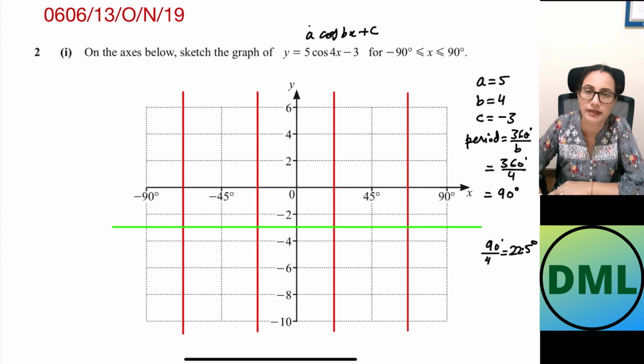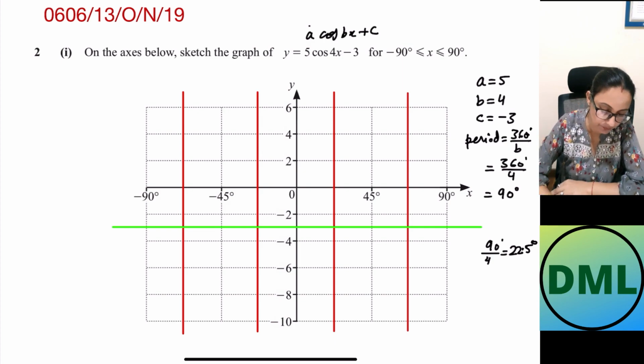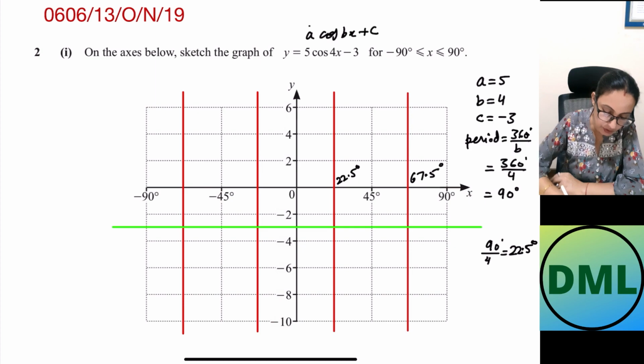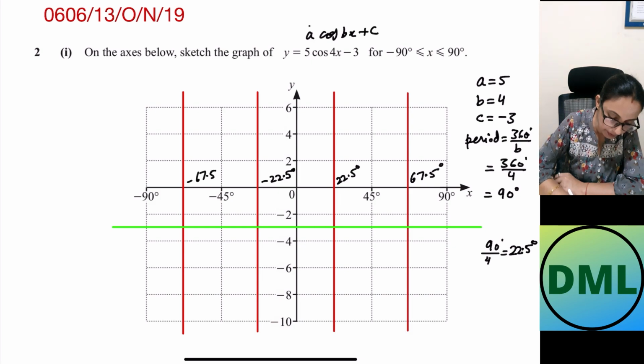22.5 degrees is the middle of 45 degrees. As you can see from here, I have plotted the line for you. The middle value from 0 to 45 degrees is 22.5. Let's write the value here. The middle value of 45 degrees and 90 degrees will be given by 67.5 degrees. Let's write the answer here, 67.5 degrees. The negative values are also here: negative 22.5 degrees and negative 67.5 degrees.